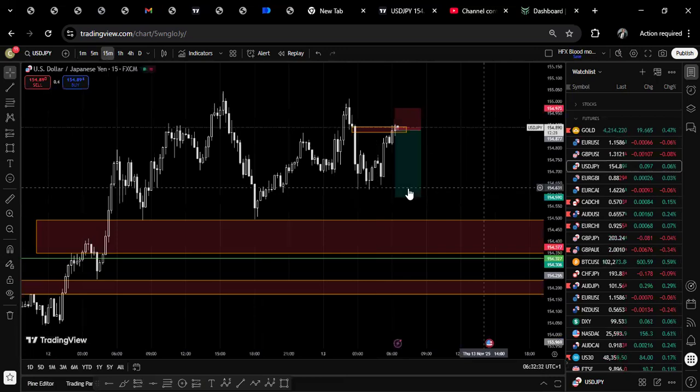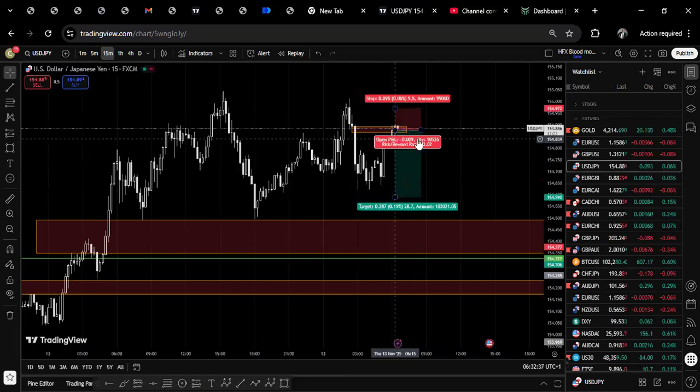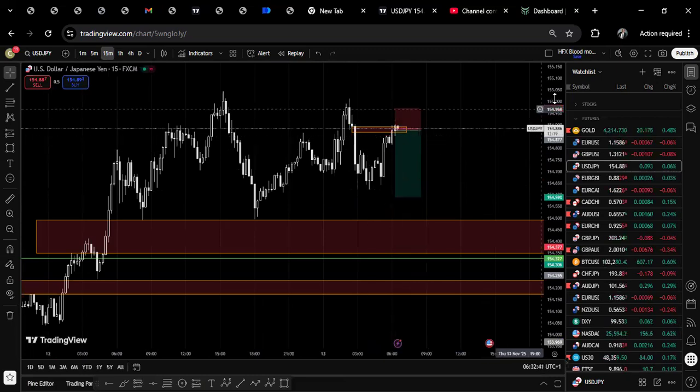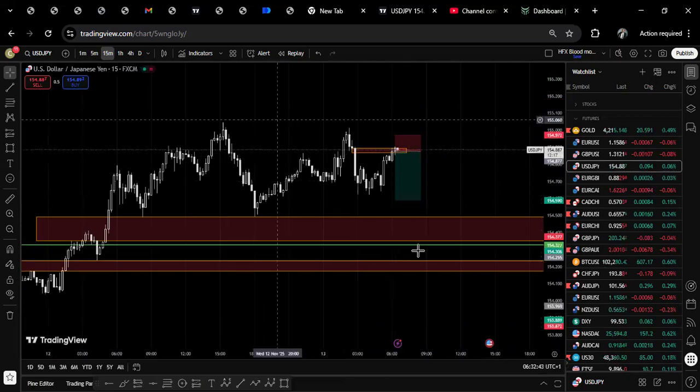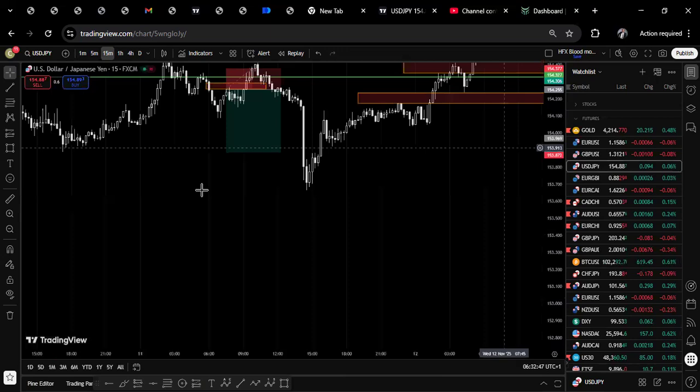This one is still playing around. I'm on this trade though. So let's watch it and see if it gets to our entry. Right. So what I explained on gold is exactly what I'm expecting to happen on USDJPY.